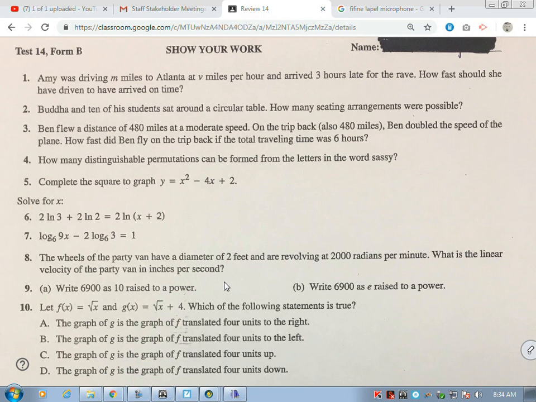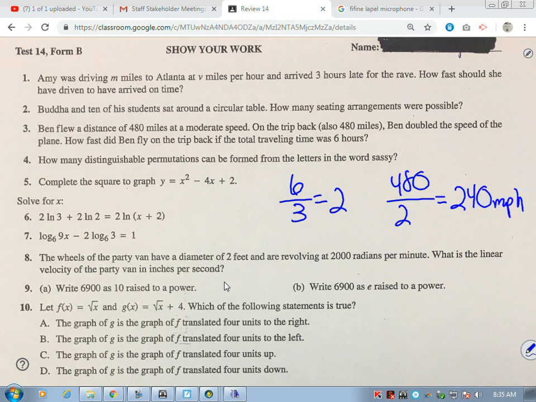If he's doubling his speed, he's cutting his time in half, right? So consider that, you're essentially taking 6 and dividing it into thirds. What's 6 divided by 3? Equals 2. So how fast did Ben fly on the trip back? He's flying 480 miles in 2 hours. So 480 miles over 2 hours. On the way back, he's flying 240 miles per hour. Does that make sense? Now the hard part there is to get the 2.